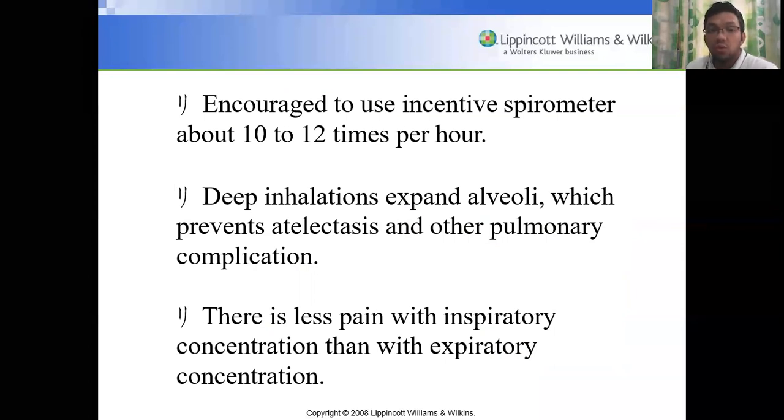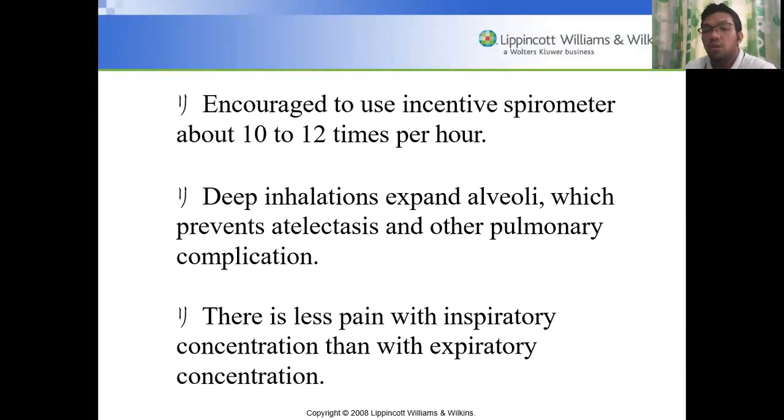They need to do deep inhalations in order to expand the alveoli, which will prevent atelectasis or lung collapse and other pulmonary complications later on during post-op. And there is less pain with inspiratory contraction than with expiratory contraction.